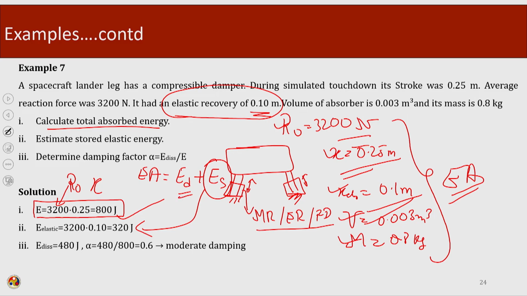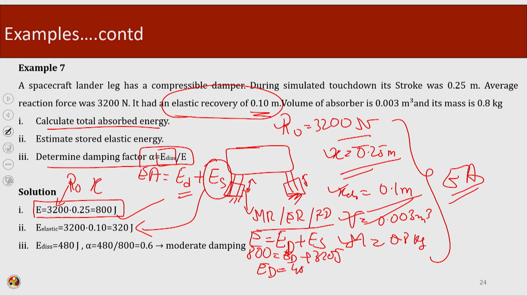And after that, determine the damping factor. For calculating the damping factor, we need the energy dissipation. We can calculate it both ways. Energy absorbed by the damper is E dissipated plus E stored. E total is 800 joules. E stored is 320 joules. So E dissipated becomes 480 joules. Or we can go the other way also, we can calculate E total, which we have calculated as R naught times x total as 800 joules.